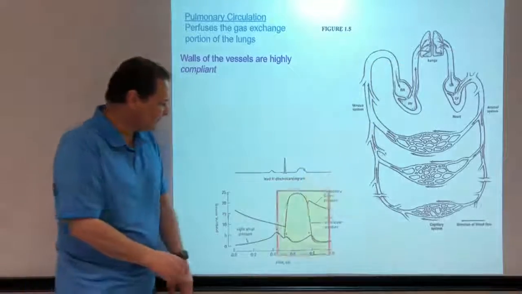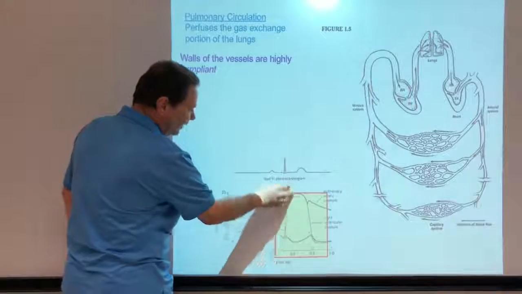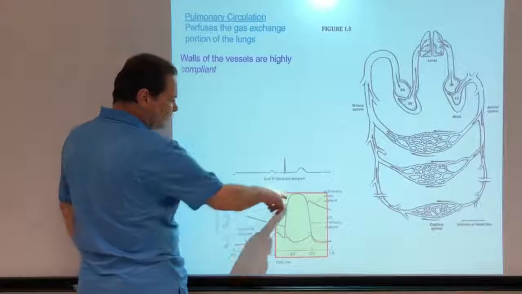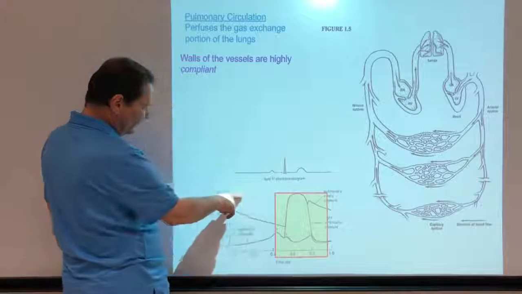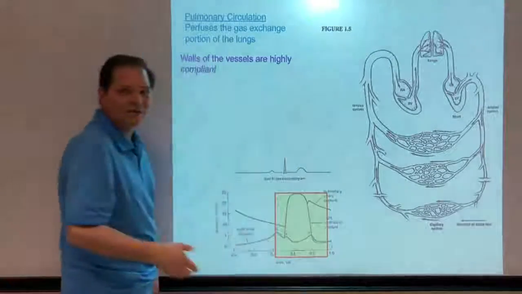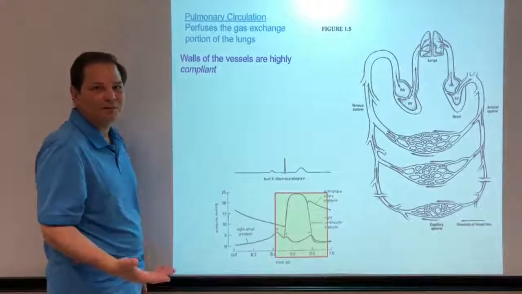If we look at the pressures in the pulmonary artery, we remember in the aorta, the peak pressure during systole was 120 millimeters of mercury. Look, it's about 20 to 25 here. So it's much, much less. It's about 1/5 of the pressure in the aorta.